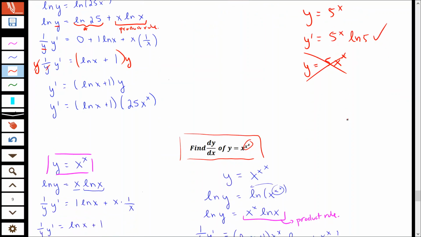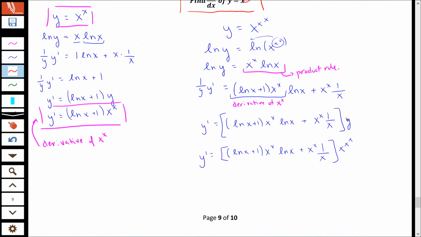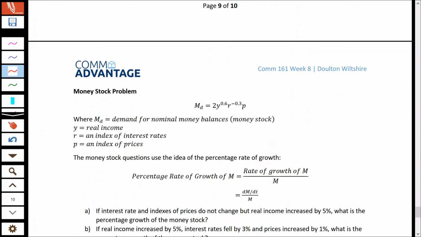But there's also a word problem that goes along with this. And this is notoriously known as the money stock problem. Now, the money stock problem might actually be a money stock problem on your exam, or it might be, honestly, any equation in the world where we have multiple terms being multiplied together, perhaps with exponents. So in the money stock problem, we have MD, which is the demand for nominal money balances, the money stock, and it is a function of real income, Y, an index of interest rates, R, and an index of prices, P. And they would give you the definitions of what the variables are on the problem.